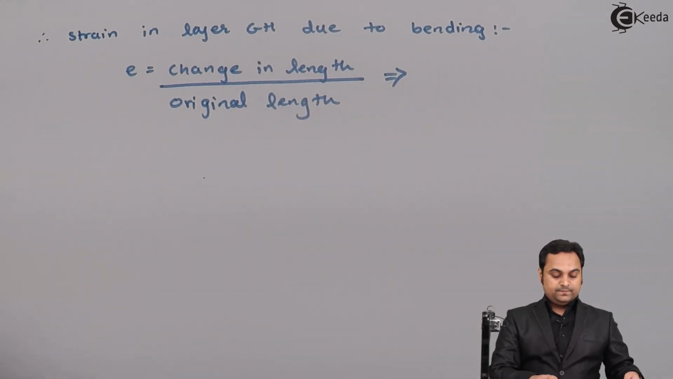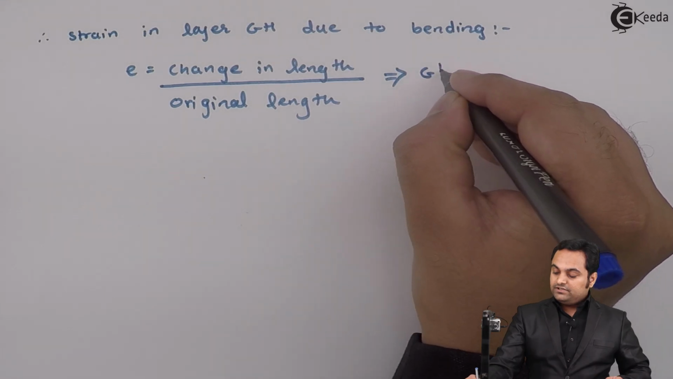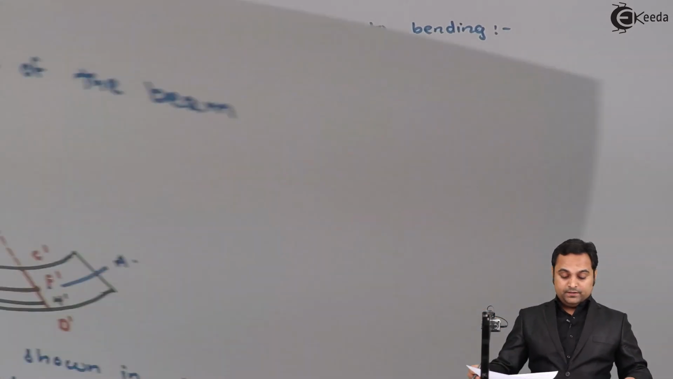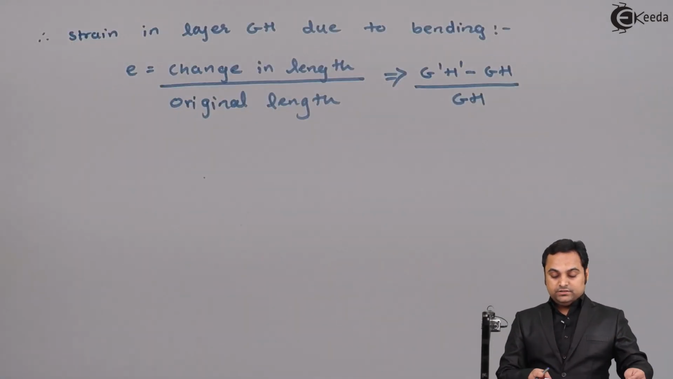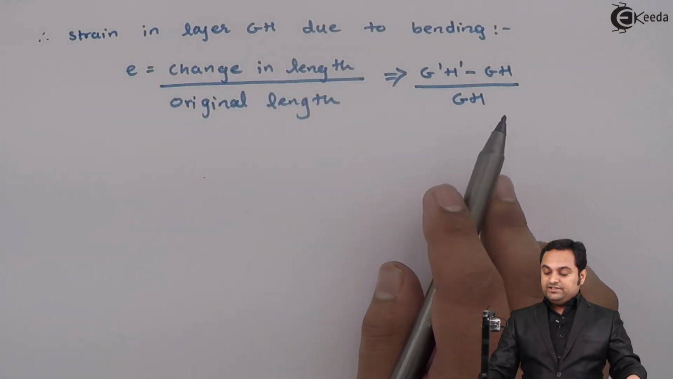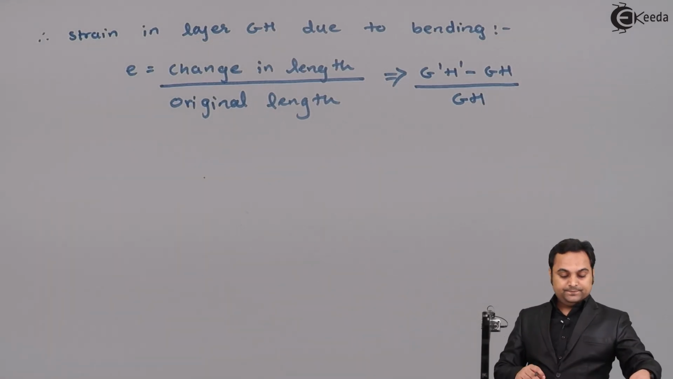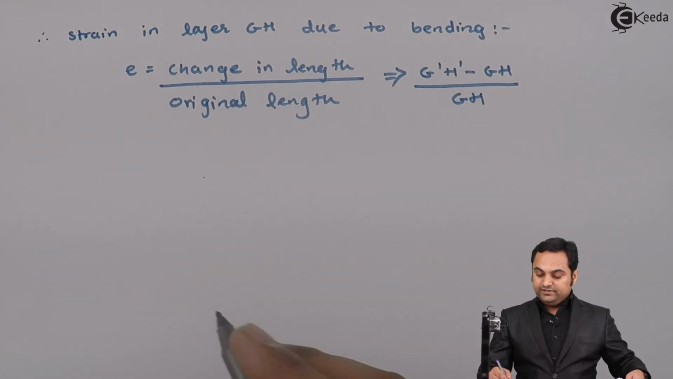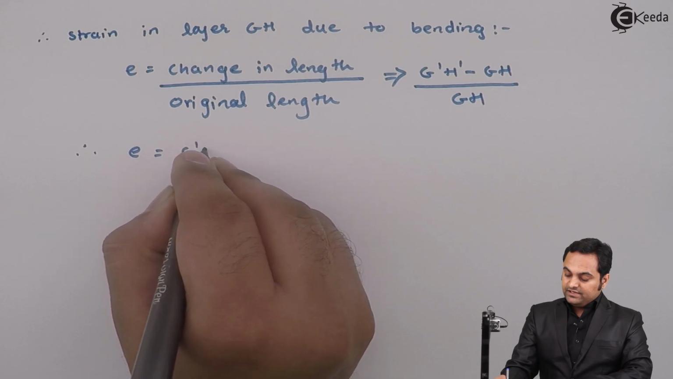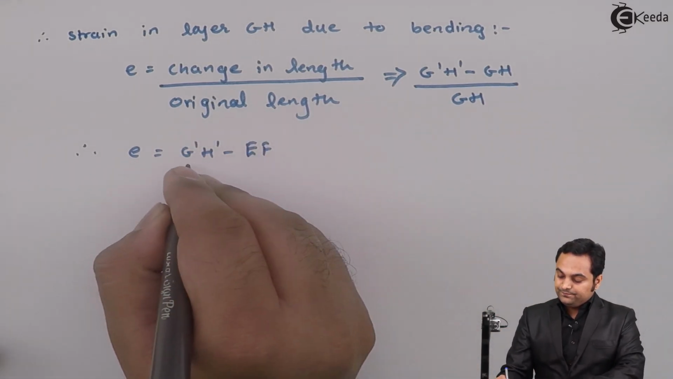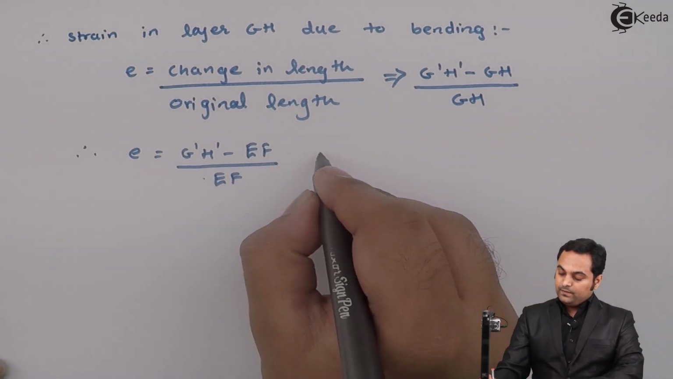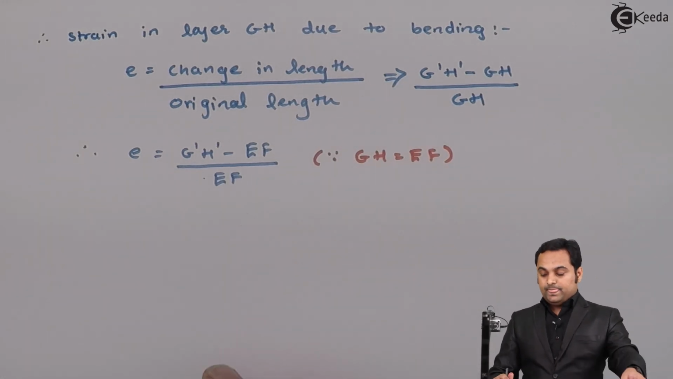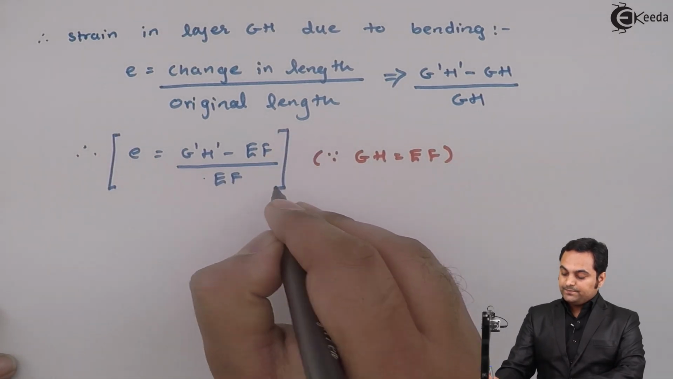So here the change in length is G dash H dash, that is the final length, minus the initial length, which was GH, also called the original length. So here change in length is G dash H dash minus GH, divided by GH, that is the original length. Now, as it is clear from the diagram before bending, GH is equal to EF. So therefore e is equal to G dash H dash minus GH, which is equal to EF, since GH is equal to EF. Now reaching this stage, I will call this strain equation as equation 1.